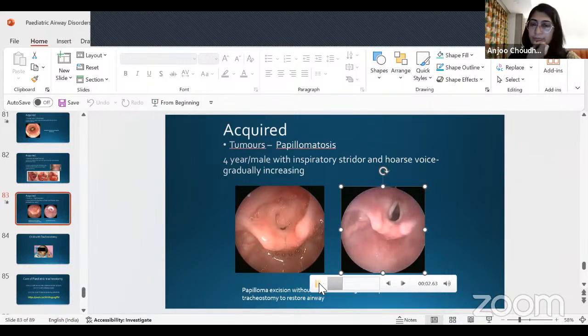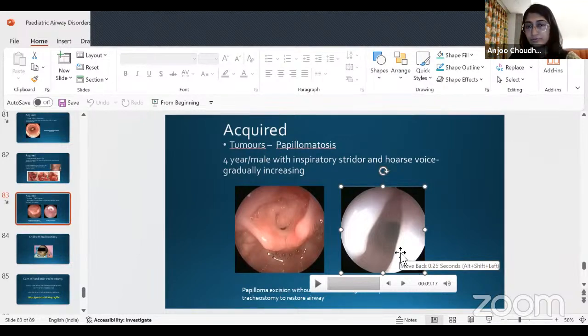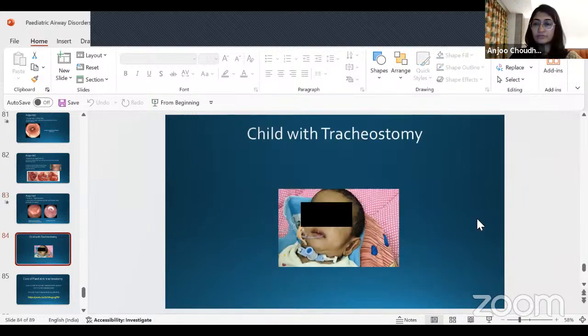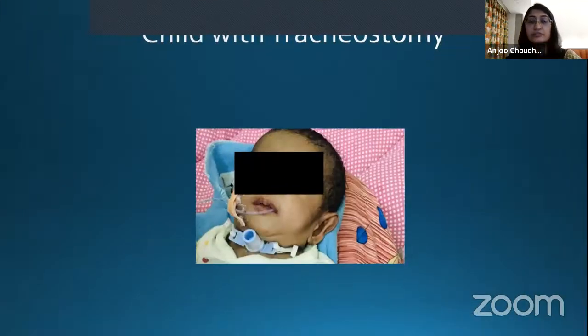So after removing these papillomas, we'll be able to see the vocal cords very well. So in these cases, the aim of the treatment is just to remove the papillomas, not injure the vocal cords. So this can be diagnosed easily, but if the patient presents to a pediatrician with hoarseness, they know that it's a vocal cord problem and this needs a laryngoscopy. So the next is such a child who presents with a tracheostomy to a pediatrician.